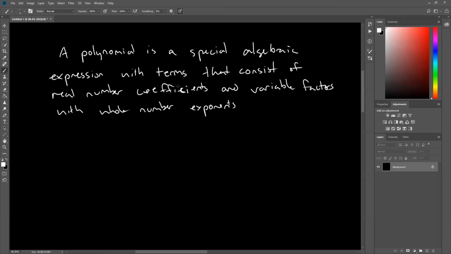So I'll just show you some examples. Keep in mind it says terms. So a monomial would just be one term, but a polynomial is multiple. It can also mean one term. So this would be a monomial, but it would also be a polynomial, right? This is also a polynomial. Basically, everything is a polynomial.